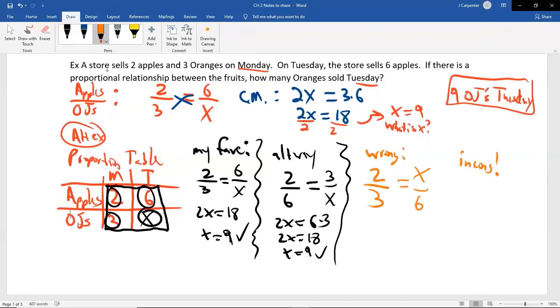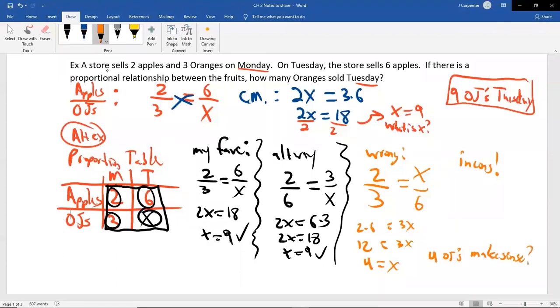So what you'd end up with is 2 times 6 is 12, and 3x. Dividing both sides by 3, you get 4 equals x. Remember, when you get these answers, you're supposed to be saying, does it make sense? What is this? This was oranges, so 4 oranges. Does it make sense?